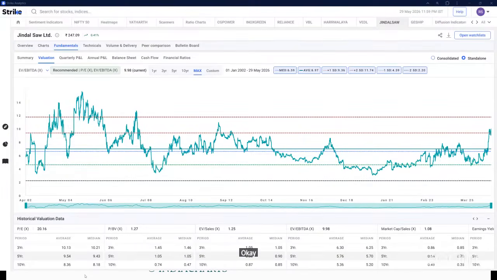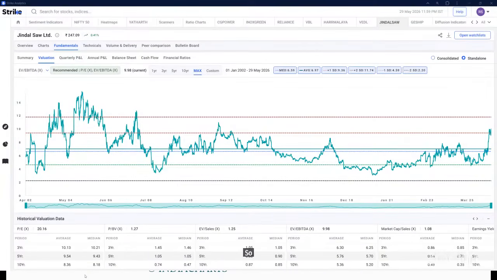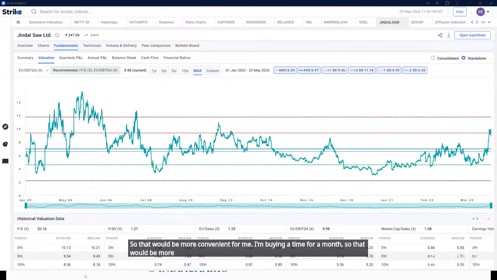Okay, so that means I can do futures also, but at the cost of a future, I can get multiple strikes or multiple premium slots for options. So for a monthly, that would be more convenient for me. I'm buying time for a month, so that would be more sufficient if I'm using RMI.